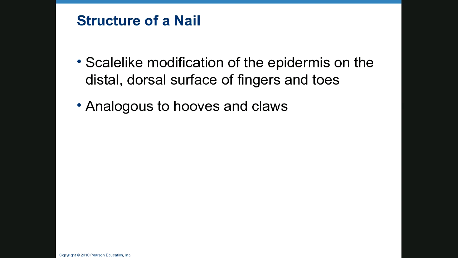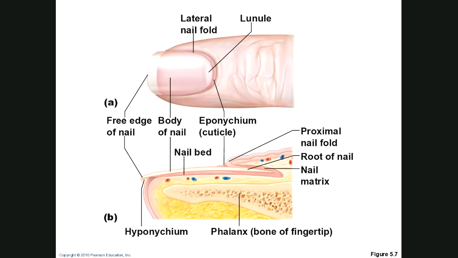Okay, fingernails. These are modifications of the epidermis on the dorsal surface of the fingers and toes. These are analogous to hooves and claws in animals. Here are the parts. This is the hyponychium under here. Free nail edge, the free nail edge here.